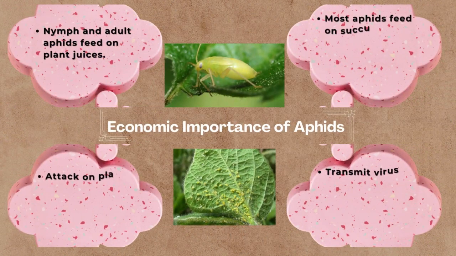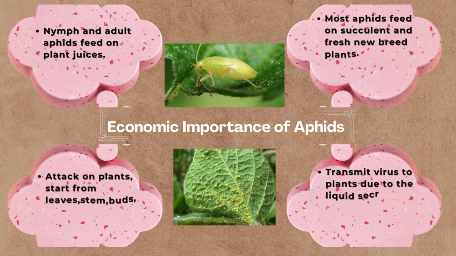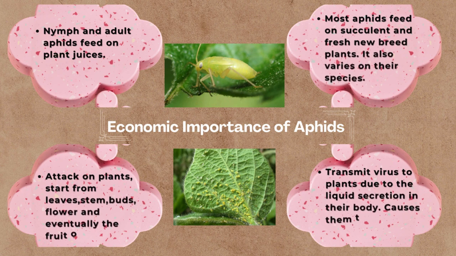Now, moving on to the economic importance of aphids. First, nymph and adult aphids will feed on the plant's juice. Second, aphids will attack the plants, starting from the leaf, stem, buds, flowers, and eventually the fruits of crops. Besides that, most aphids feed on succulent and fresh new growth plants. It also varies, depending on their species. Last but not least, aphids will transmit viruses to plants due to the liquid secretion in their body, and this causes plants to curl and experience stunted growth.